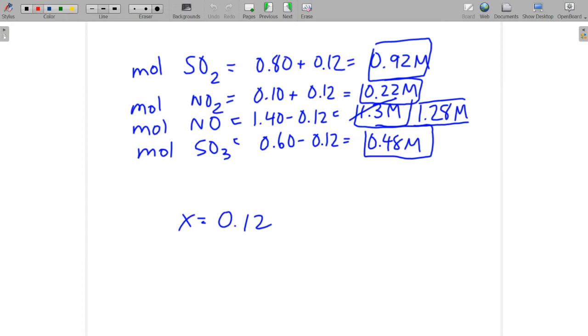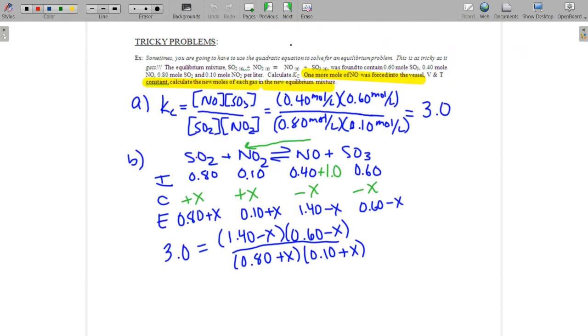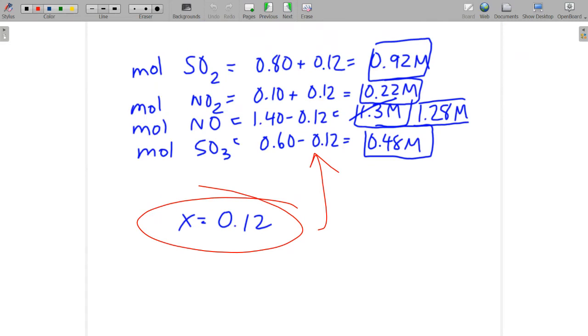But once you figure out x, and hopefully your quadratic formula showed you that x was 0.12, then you plug it back into our ICE table here, and we know that the equilibrium for SO2 is 0.80 plus x. Well, if x is 0.12, then our SO2 is 0.92. So hopefully that makes a little bit more sense on how to do the most difficult type of problem.